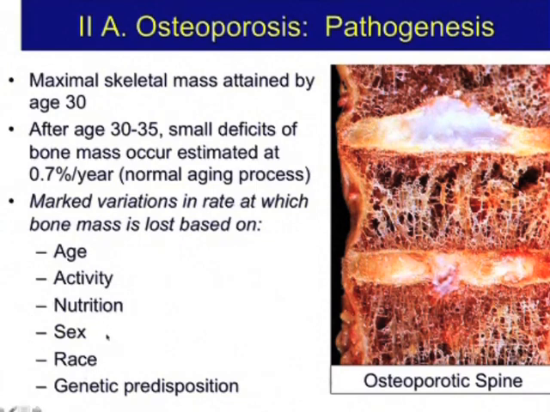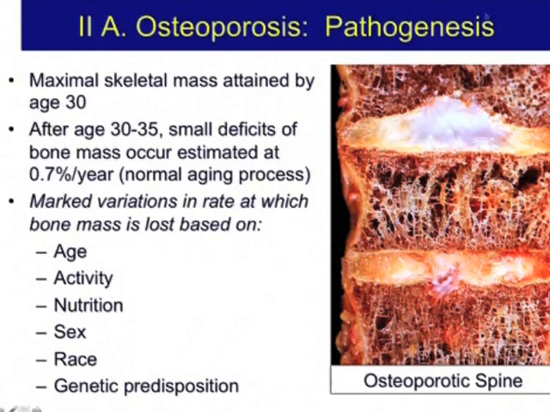Women tend to have less dense bones than men. So osteoporosis is something that we normally think of happening more in women than in men. African Americans tend to have denser bones than Caucasians. And then the genetics, it runs in families.